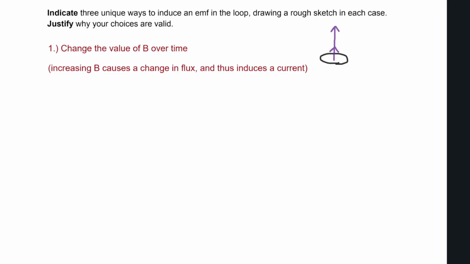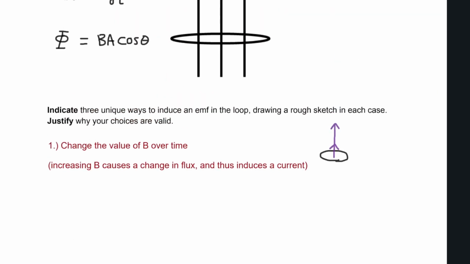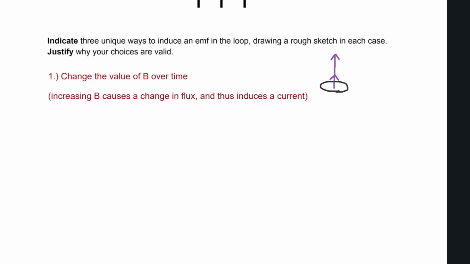So there's my first one. Change the value B over time. Increasing B changes the flux, and thus induces a current. This one would be clockwise. All right, so there we go. We can change B. We can also change area, A.